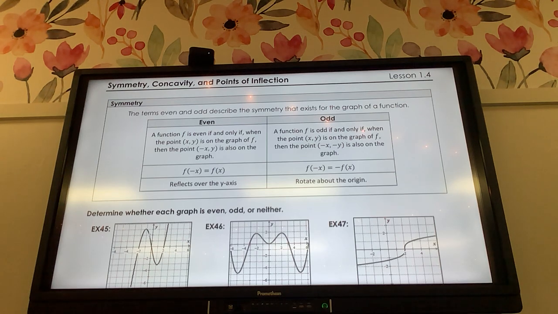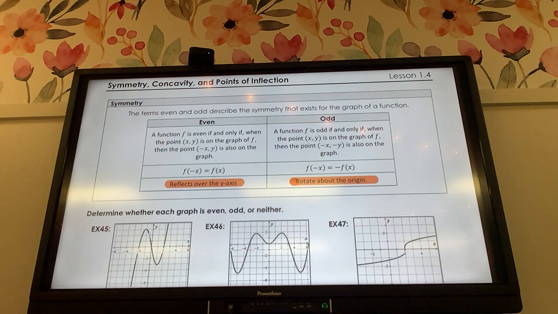So the terms even and odd describe the symmetry that exists for the graph of a function. The easiest way to explain symmetry is that even reflects over the y-axis and odd rotates about the origin.